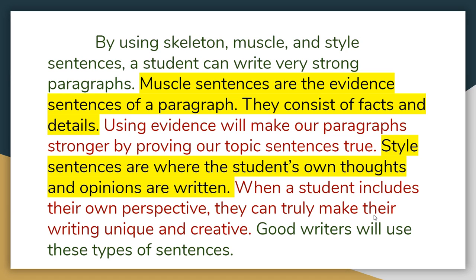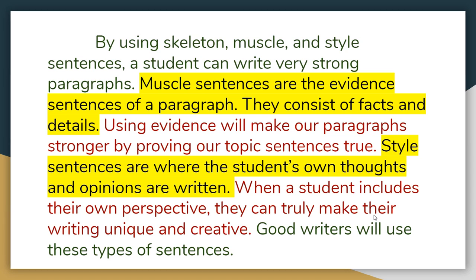Now, when you look at this, we have two evidence sentences. They're both highlighted yellow. Muscle sentences are the evidence sentences of a paragraph. They consist of facts and details. Notice how with this evidence sentence, we actually had two small sentences there. That's okay. Sometimes when you have a piece of evidence, you might have more than one sentence for your evidence. That actually works, as long as they both go together and they're still really just saying that one fact. Then we have our analysis where we put our own thoughts.